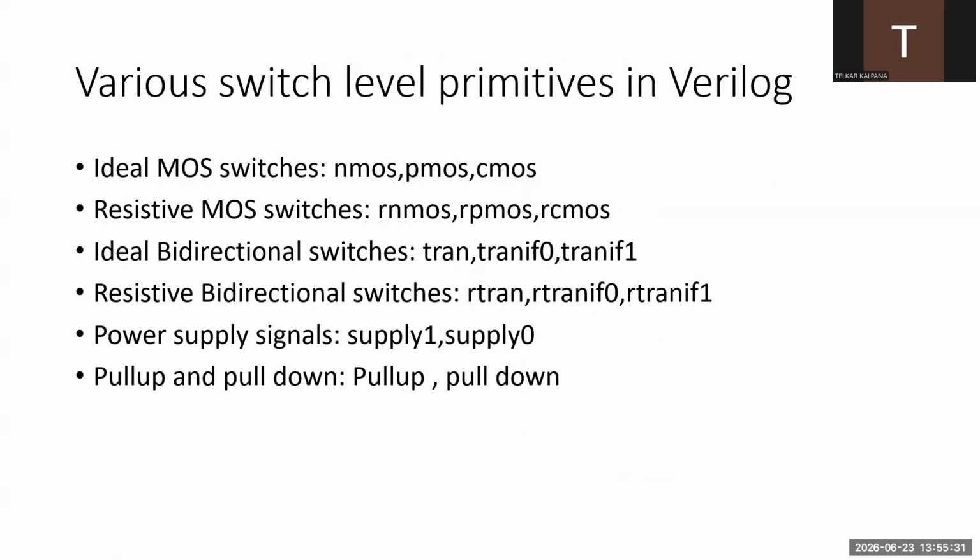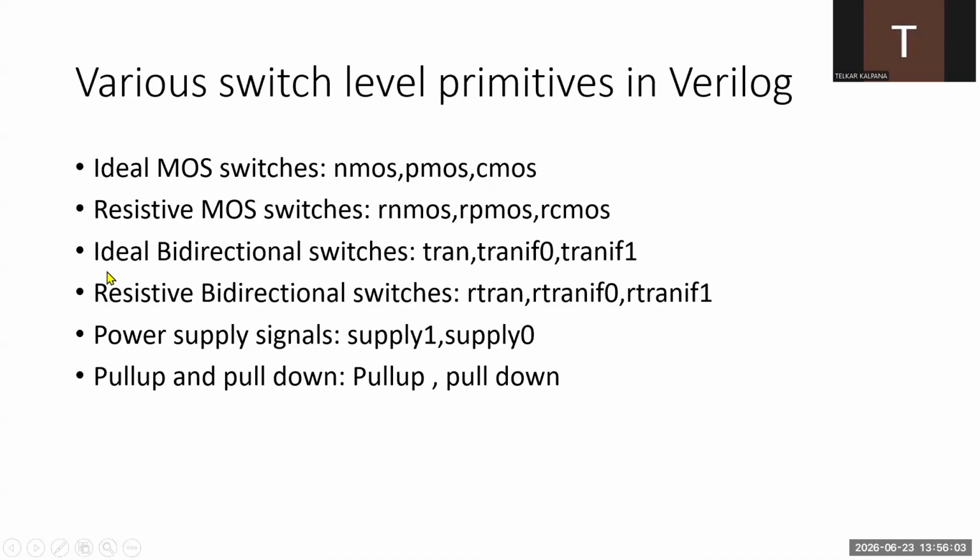That too the MOSFETs. So here, when writing the program in the switch level, we are going to instantiate the transistors, the NMOS with the help of small letters, as Verilog is case sensitive. These are the ideal representations for the MOS switches, ideal MOS switches: NMOS, PMOS, CMOS. CMOS transmission gates we are going to use.